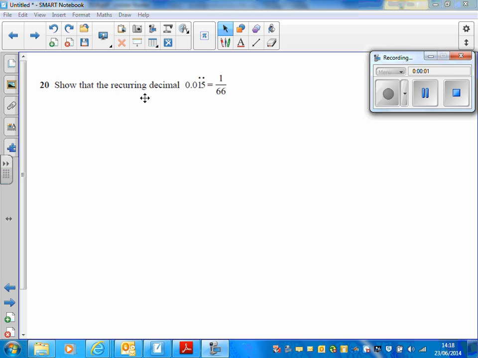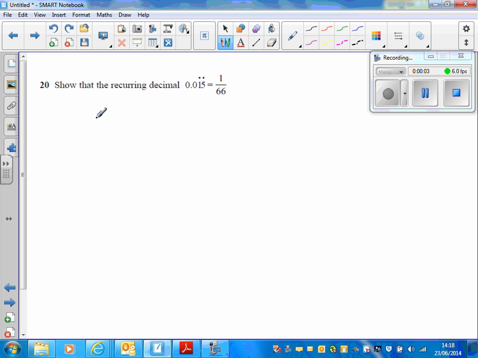Okay, the first thing I'm going to do here is write out my recurring decimal, well, not in full, but a few decimal places. So it's 0.015151515 and so on. Okay, and I'm going to call that x. First of all, I'm going to multiply it by 10.